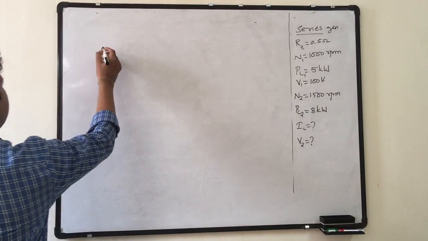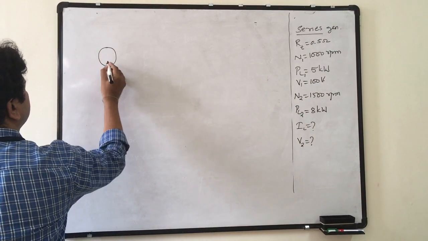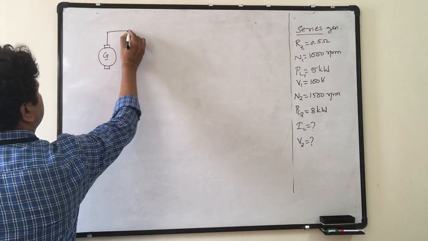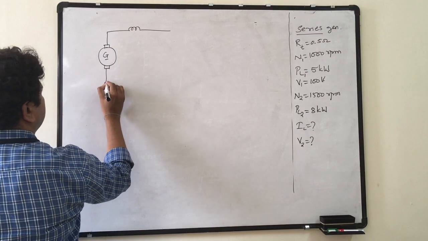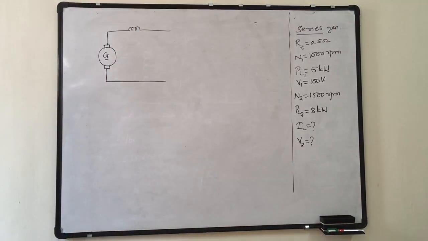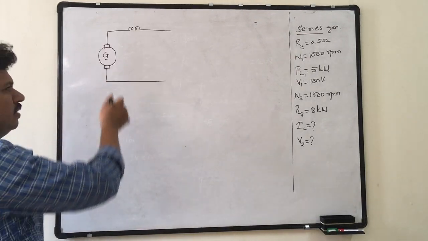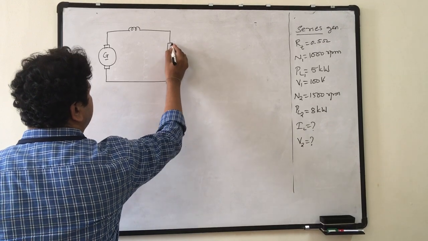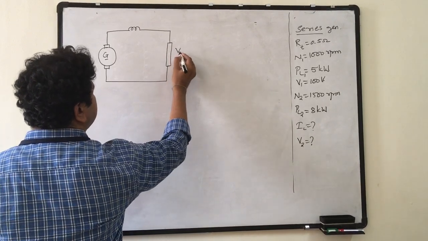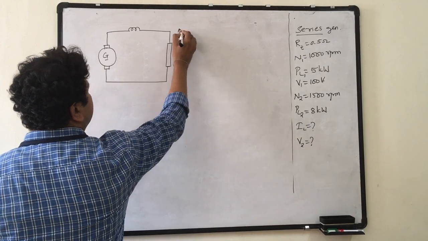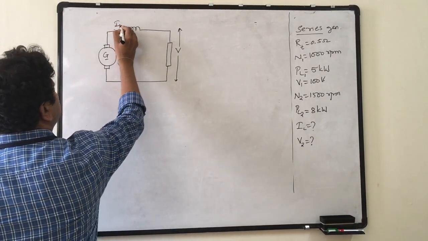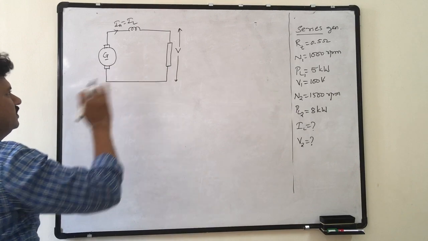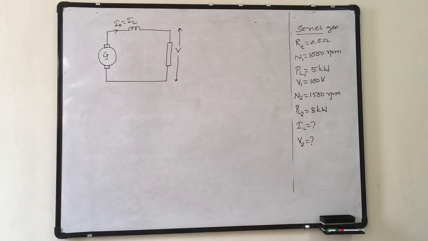Now I will draw a series machine here. So be careful when you draw the winding or field. If shunt, more number of turns. If series, less number of turns. We should not forget that. So this is V. This is IA is equals to IL. Now this is what I have been given with.